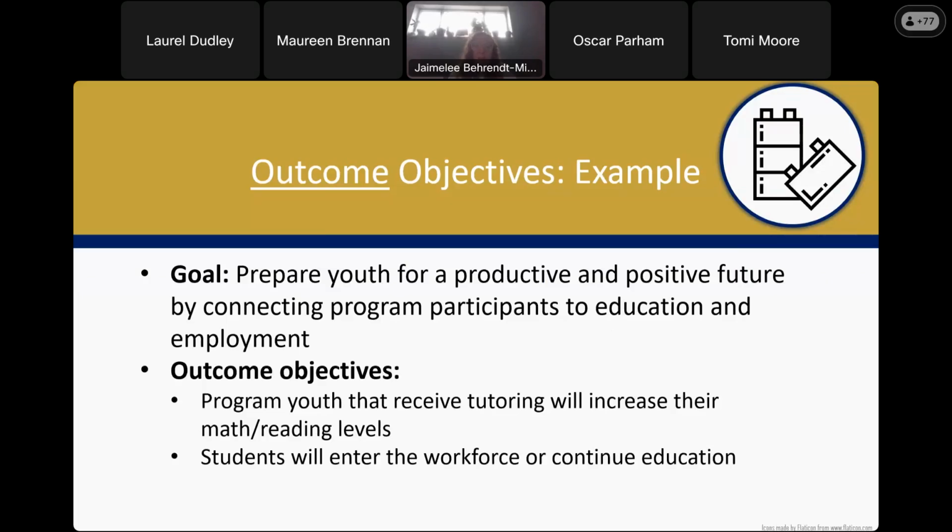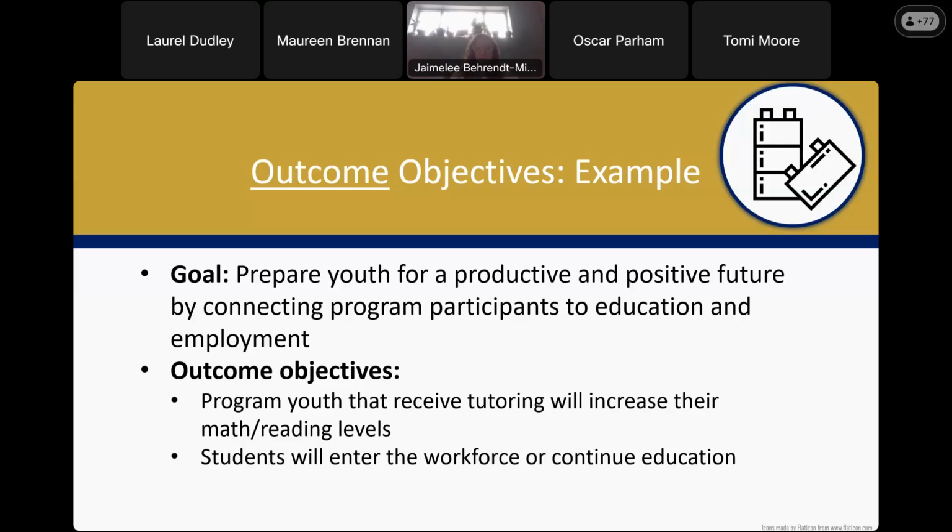Your outcome objectives might be that program youth who receive tutoring will increase their math and reading levels, right? When you're thinking about the output, we're just talking about matching them up with tutors. Then the outcome of matching them up with tutors would be that we want to increase their math and reading levels. A second outcome objective might be that students will either enter the workforce after completing high school, or continue their education.